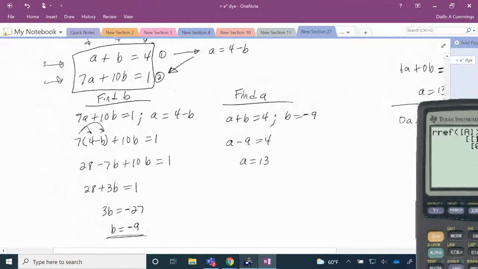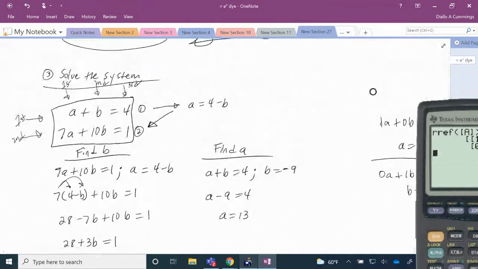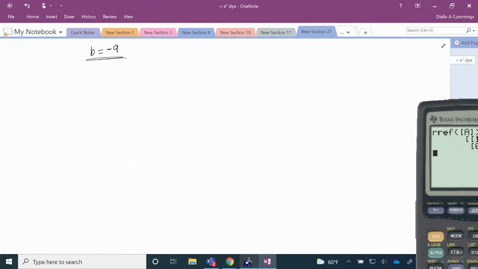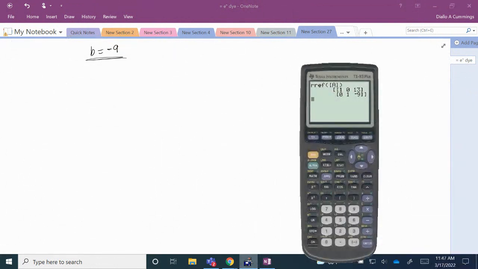All right, so you will encounter problems such as these, and you will have to solve a system of equations. Now we're going to take a look at the second type of problem that we're dealing with in this section. Let me just slide my calculator to the side.